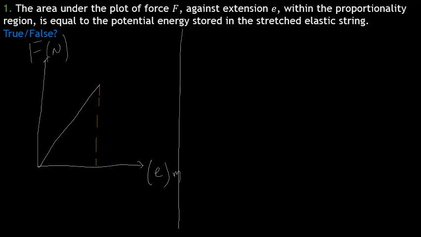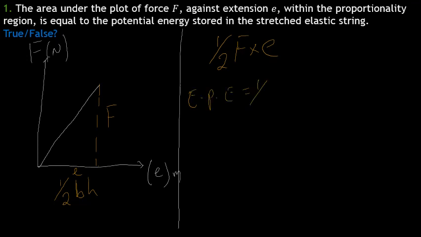So let's see. The shape we can see here is a triangle, right? And we know that the area of a triangle is half base times height. The height is change in F, whereas the base is the extension E, so half times change in F times E. Can you recognize this formula? That's the formula for elastic potential energy stored in a spring, half Fe, which is still half Ke squared. So the area under the plot of F against extension E within the proportionality region is equal to the potential energy. The answer is true.